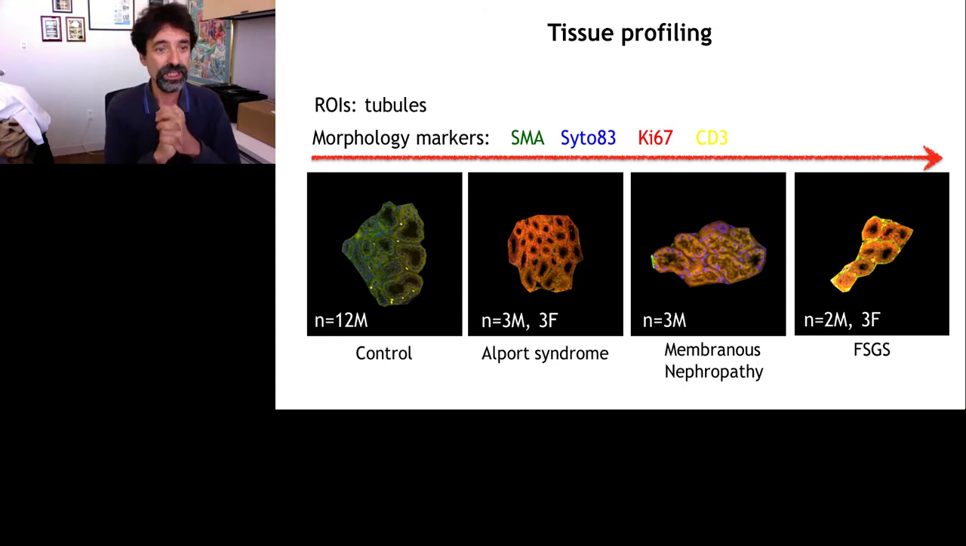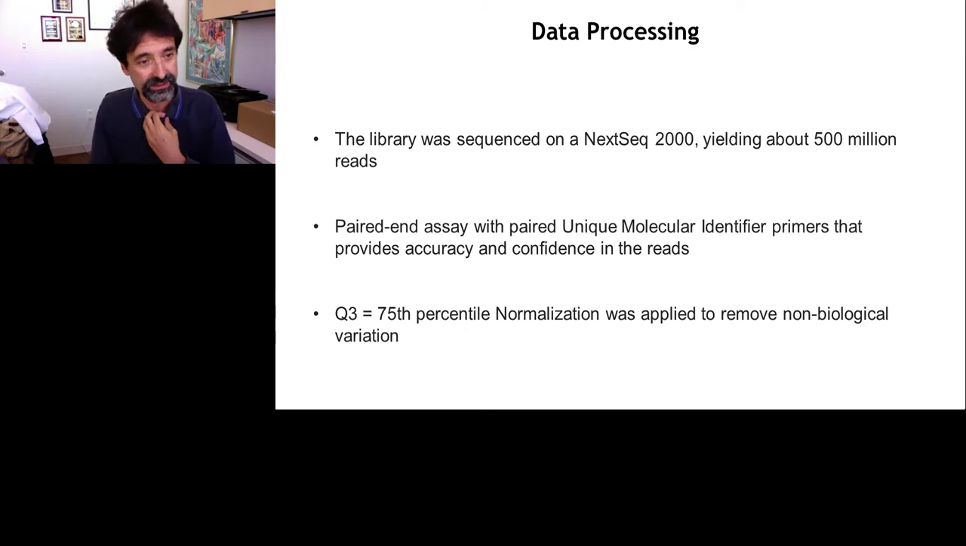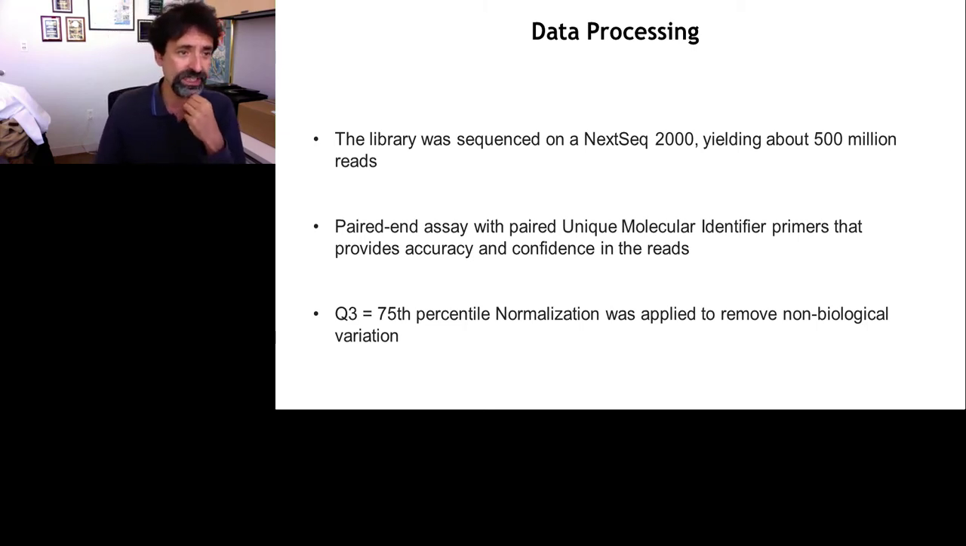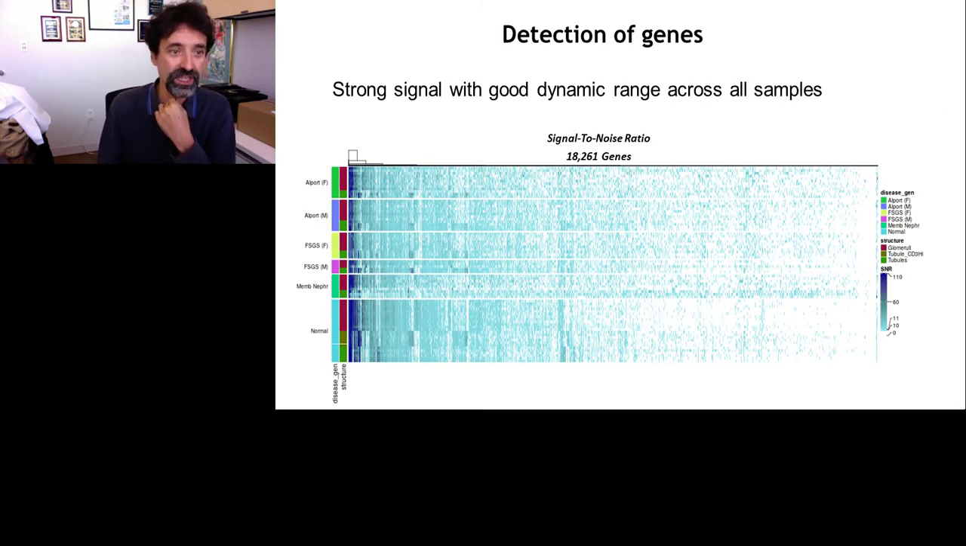And so we processed this data. Here are the details, how we did this processing. And the first thing we did was to make sure that the quality of our data was good. And we found that the sequencing depth was consistently high, yielding high confidence counts across all the samples. So the procedure worked just fine. And we also verified that there was a good dynamic range across all the samples in terms of gene expression.